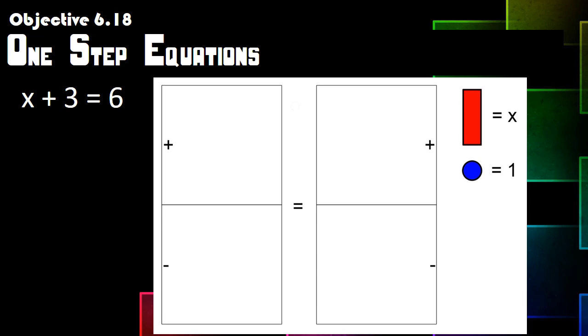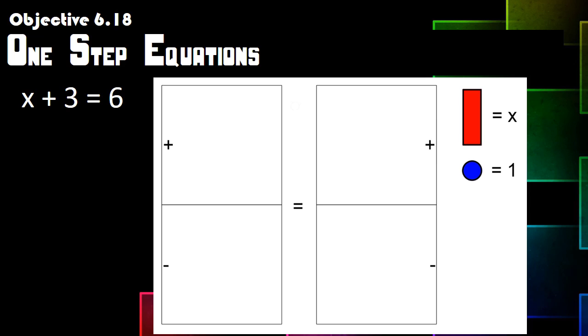In this edition of Mr. Peterson Presents, I'm bringing to you the last little parts of Objective 6.18. We're going to talk about one-step equations using models. And so just a quick little refresh here.